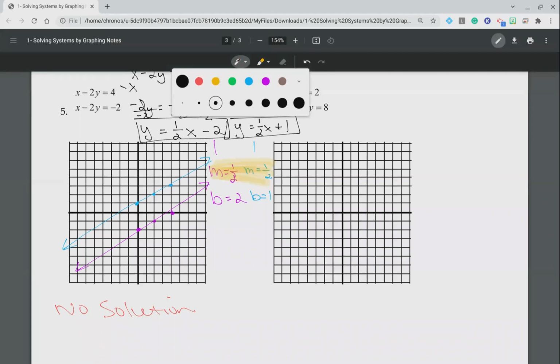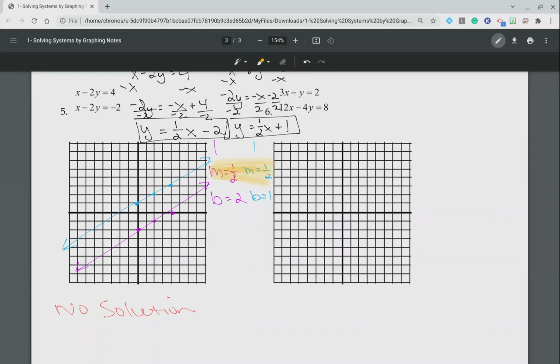All right. I would like you to get some practice at solving this for y = mx + b. So take 3x - y = 2 and put that into y = mx + b. All right, when you did that, you should have gotten y = 3x - 2. And now we have to do the same thing for my other equation, 12x - 4y = 8. So go ahead and solve that for y = mx + b.